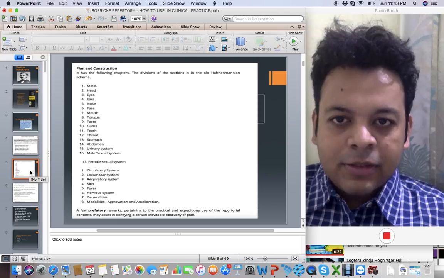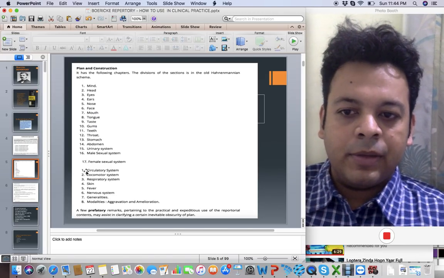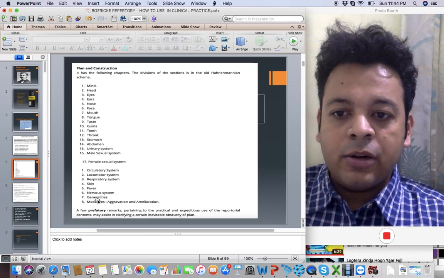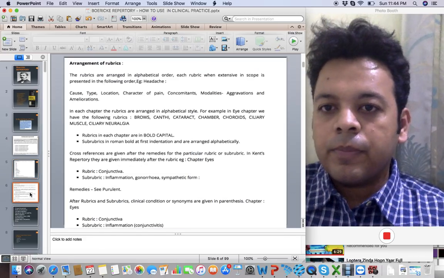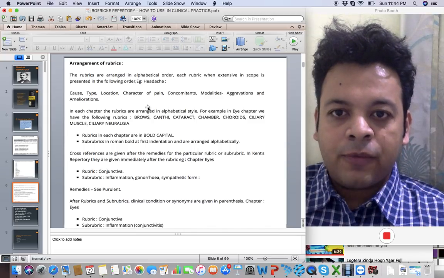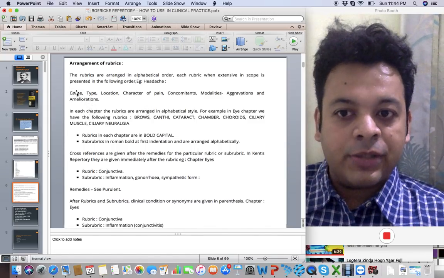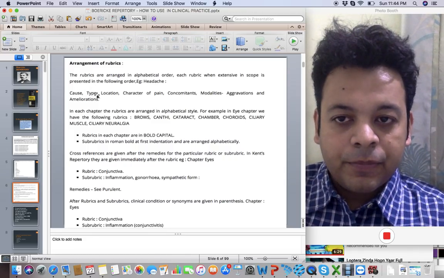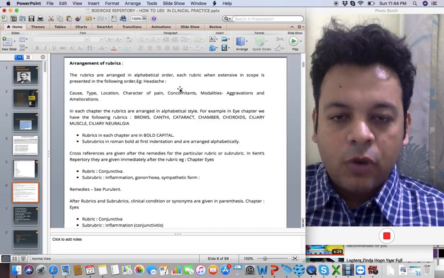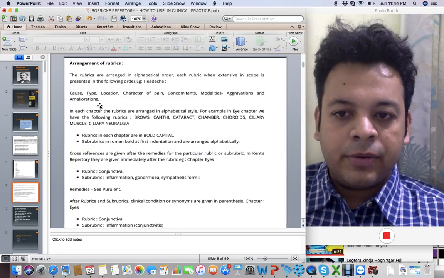The plan and construction of the repertory is as follows. There are many chapters in this repertory, almost up to 24 chapters, from mind to modalities. What is interesting is the way the rubrics are formed. All the rubrics in every chapter start from causation, then the type of symptoms, the location, the character of the pain, the concomitant, the modality, the aggravation, and the amelioration.